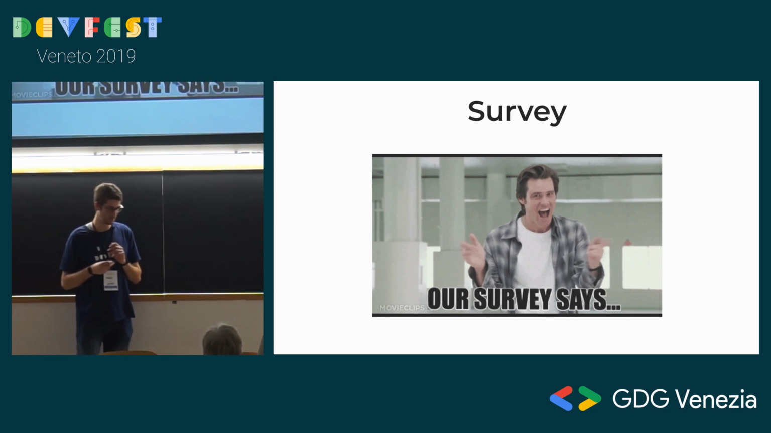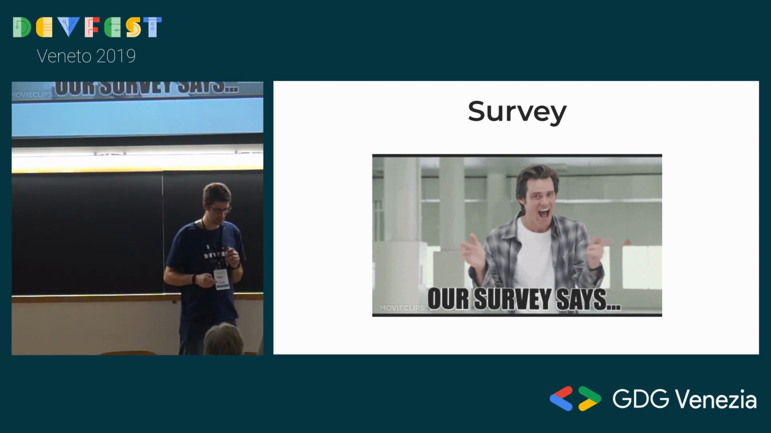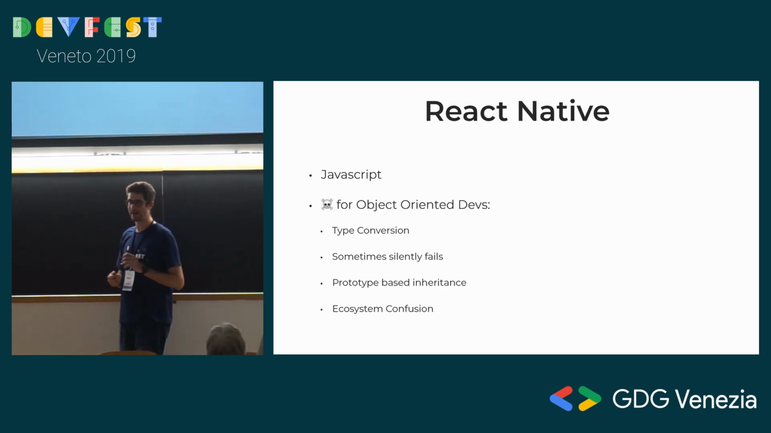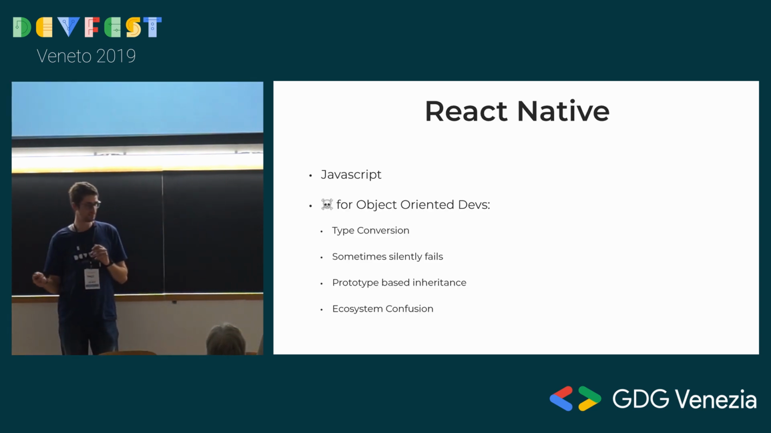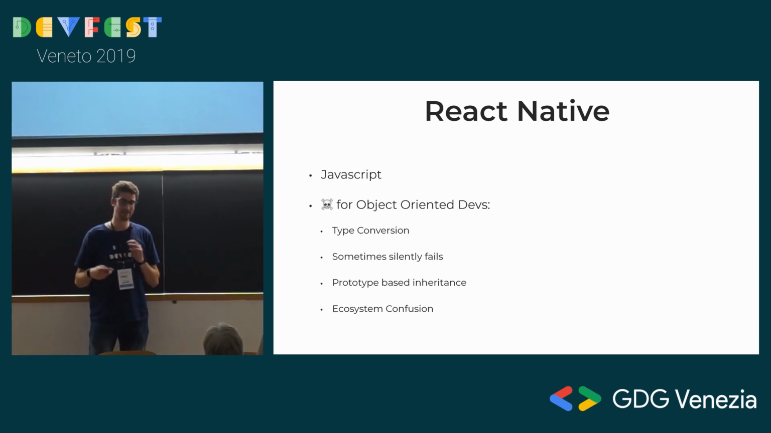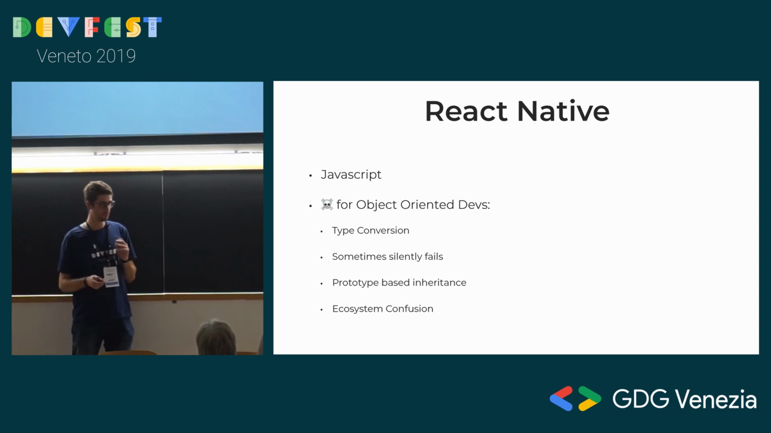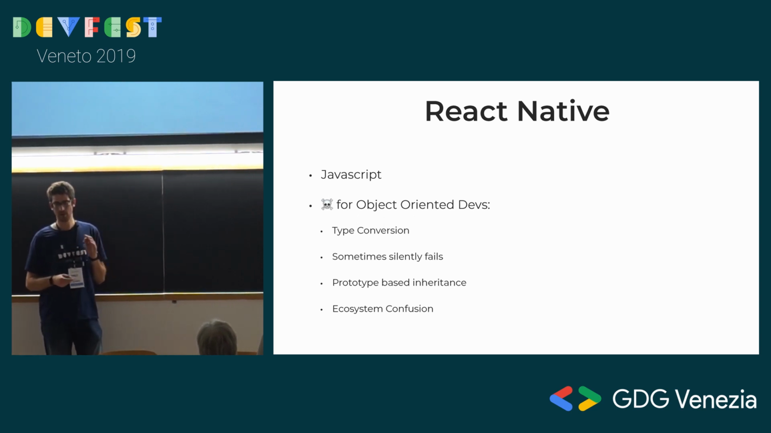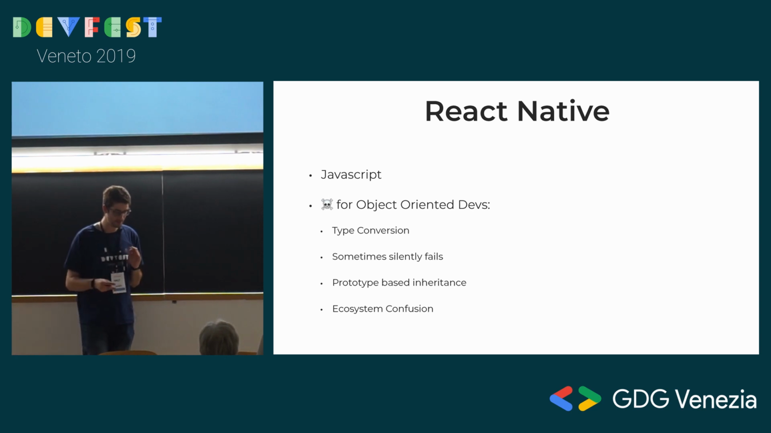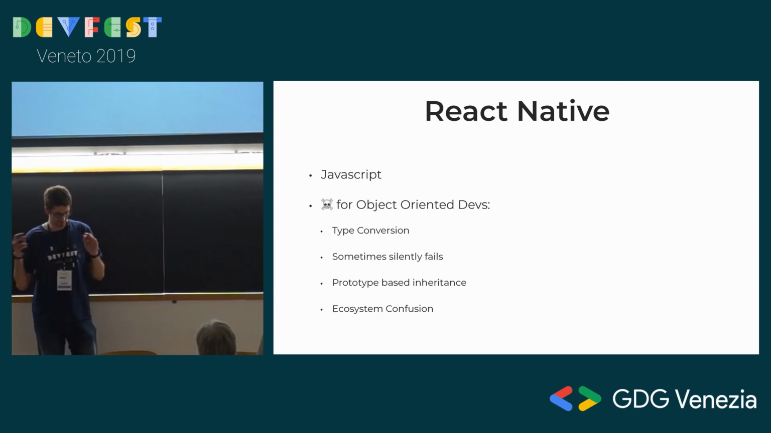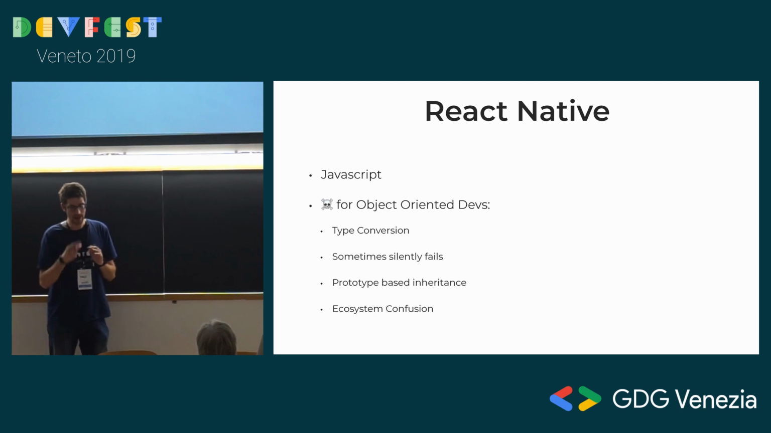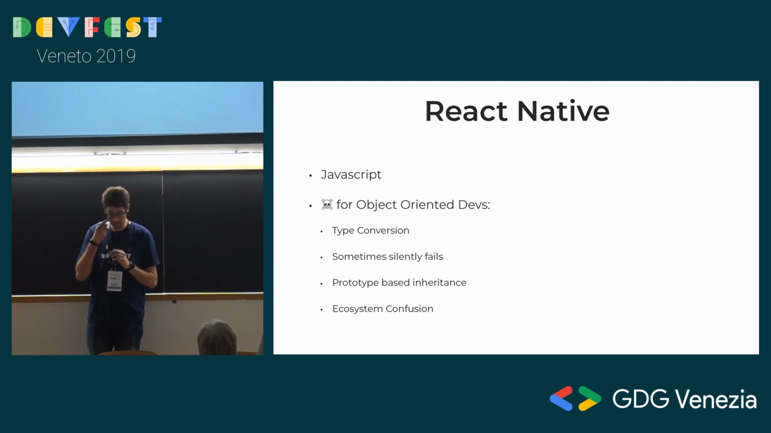Okay, so maybe you can close your eyes for the next slide. Because the language of React Native is JavaScript, and JavaScript for object-oriented devs is kind of dead for many things. For example, the type handling that is different in JavaScript. If you do not pay attention to the type, some random stuff can happen, and the app can silently fail and doesn't tell you where it explodes.